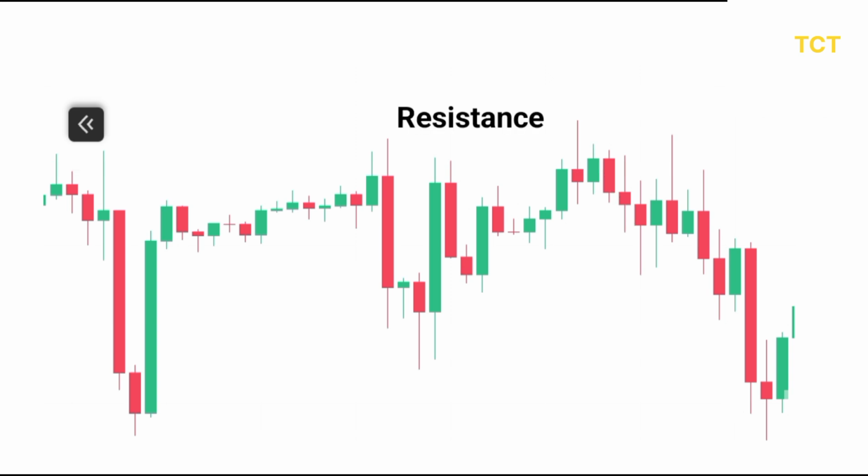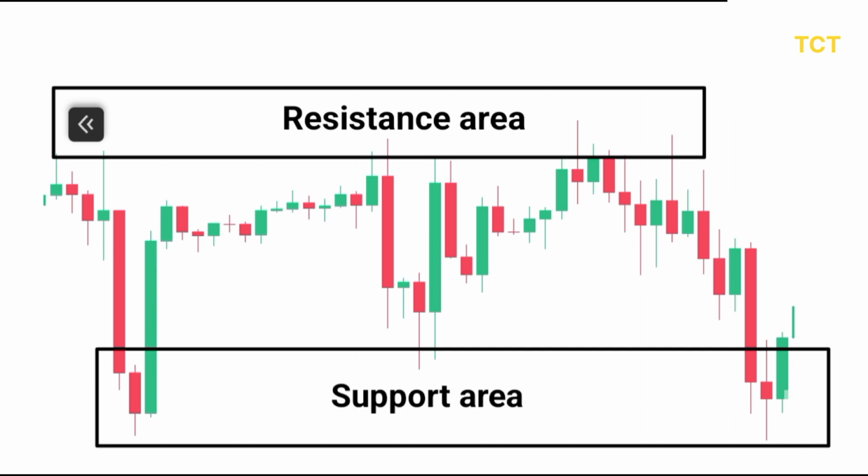Notice something important. Support and resistance are areas, not exact prices. Many beginners draw one thin line. Professional traders think in zones. The market does not always stop at the exact same price. Sometimes it moves a little above or below before changing direction.